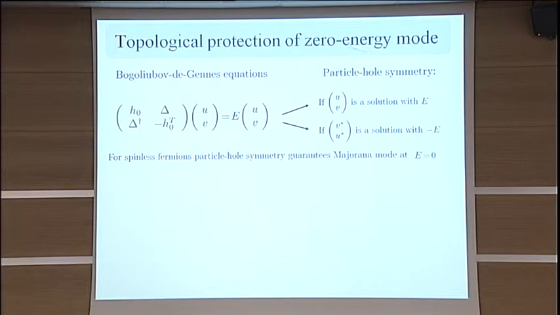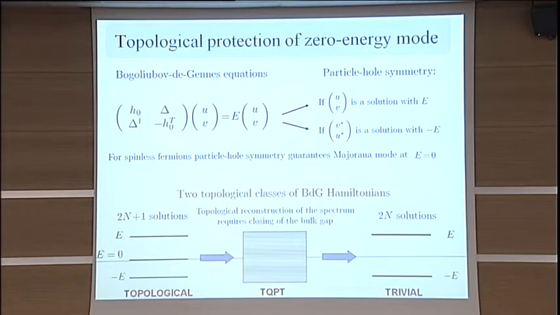So if you solve Bogoliubov-de Gennes equation, which is equivalent to BCS theory, then for spinless fermions, particle-hole symmetry guarantees a Majorana at E equal to 0. So if I give you a spinless p wave superconductor, you don't need to even do an experiment. There has to be a Majorana at E equal to 0. So our task has now been simplified. We need a spinless p wave superconductor.